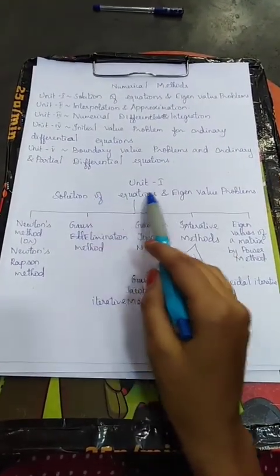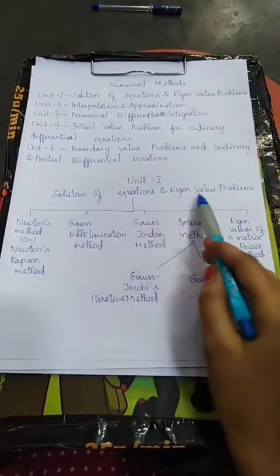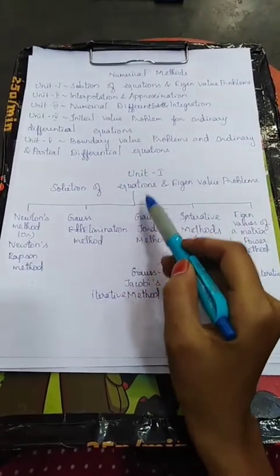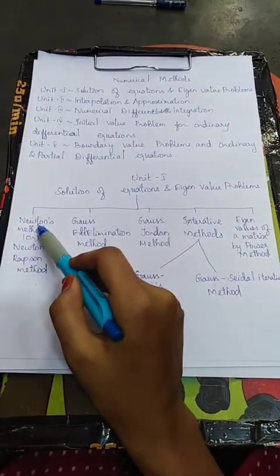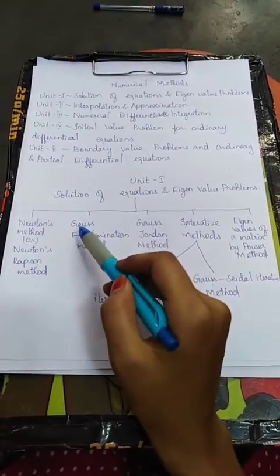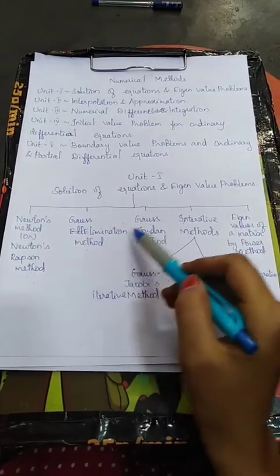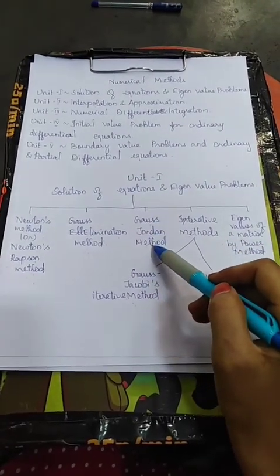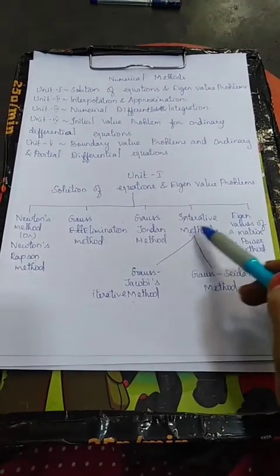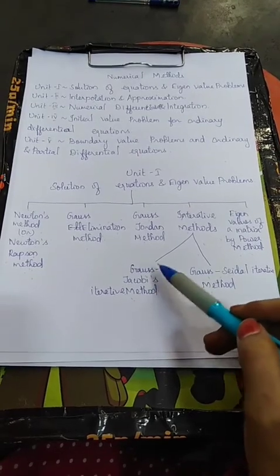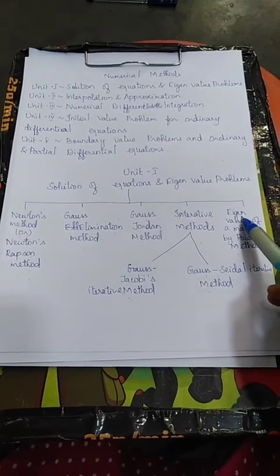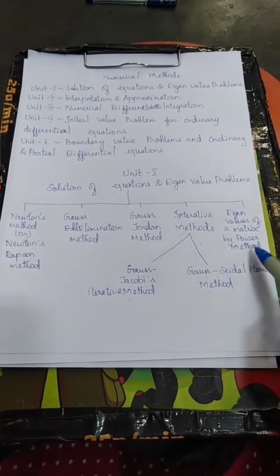Now, unit 1: solution of equation and eigenvalue problems. We have 5 sections in unit 1. First one is Newton method or Newton-Raphson method. Second one is Gauss elimination method. Third section is Gauss-Jordan method. Fourth section is iterative method. There are 2 types in this section. Those are Gauss-Jacobi method and the Gauss-Seidel method. Final section is eigenvalue of a matrix by power method.